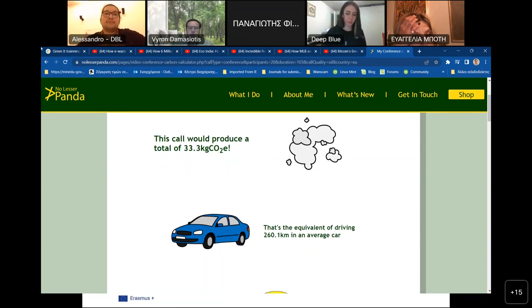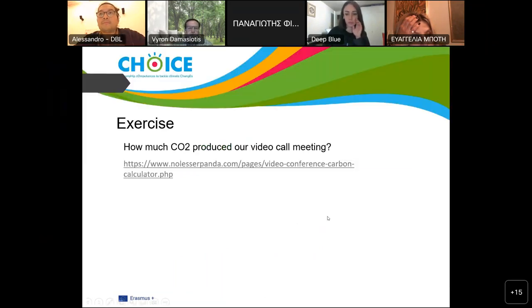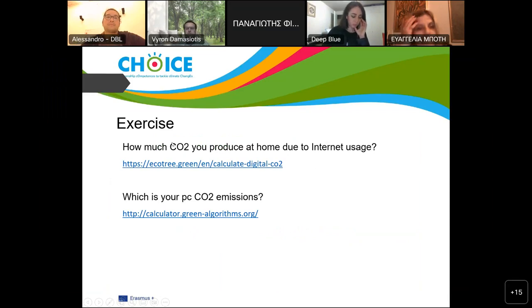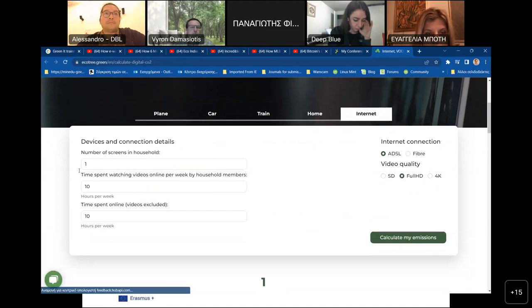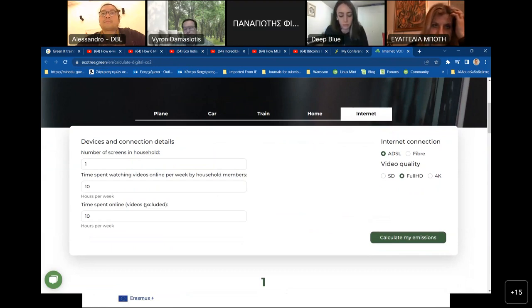If you want, later you can check how much CO2 emissions your home produces due to internet usage. There's another calculator here. It's easy to do. You have to enter the number of screens, TVs or PC monitors you have in your house, because these spend a lot of energy. How much time per day you spend watching online videos, and how much time you spend not watching videos, doing other things, your type of internet connection, and calculate emissions. It's basically for streaming, watching Netflix or other things.